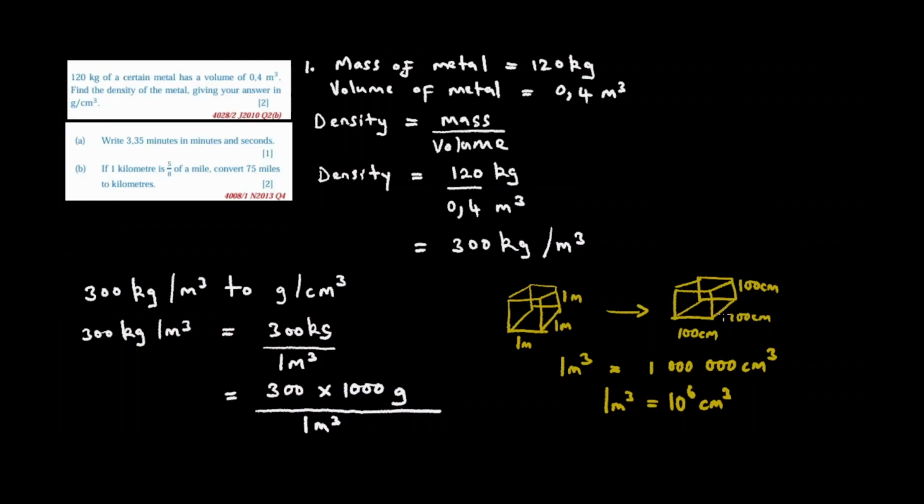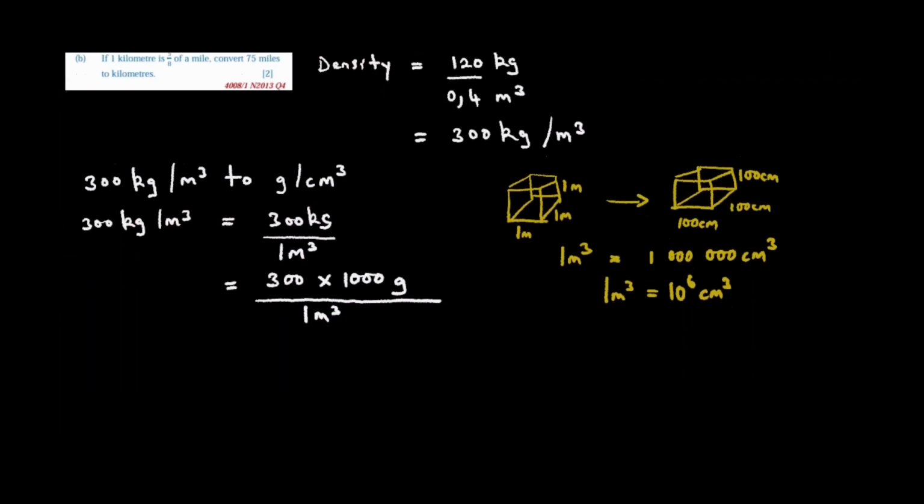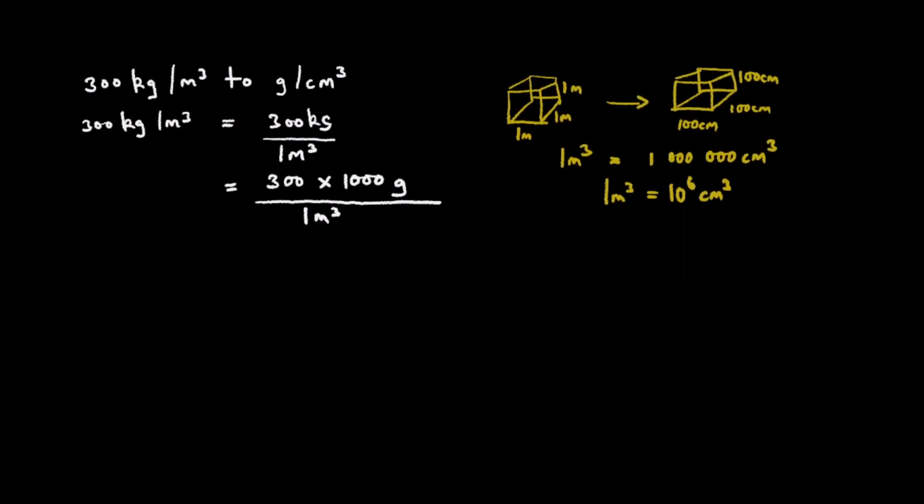Saka, having come to this conclusion, it will be easier panapa to just say this is equal to 300 times 1,000 is 300,000 grams over, then this is 1,000,000. 1 cubic meter is 1,000,000 cubic centimeters. Masero 3 aya ochekana ni 3 anaya. Then masero 2 aya ochekana ni aya.